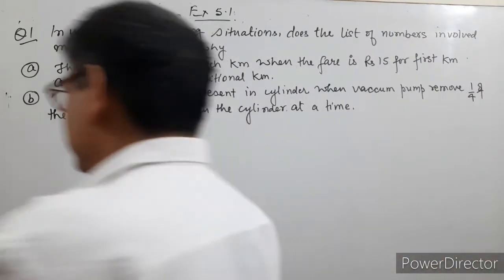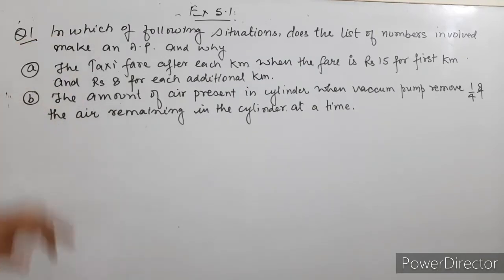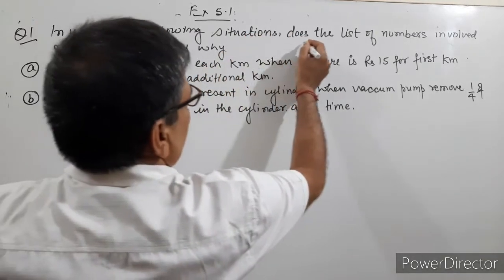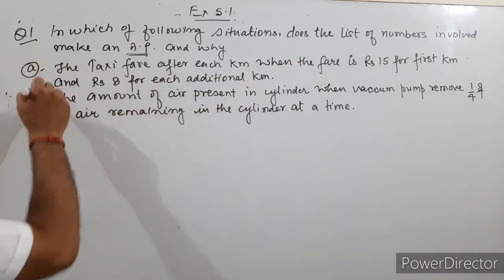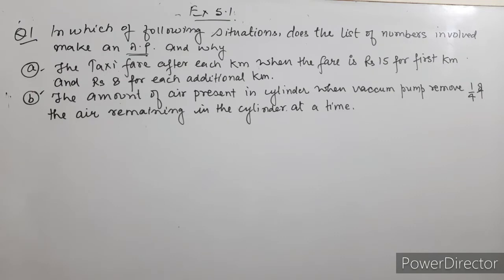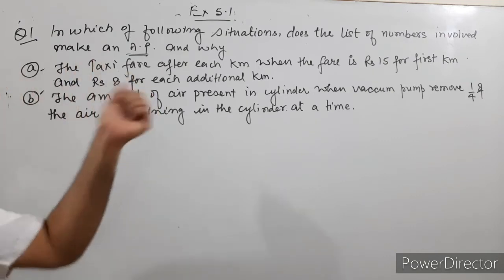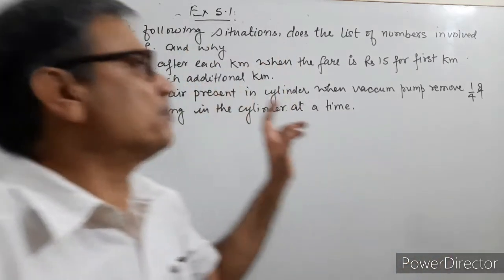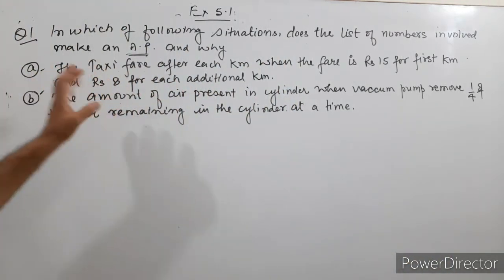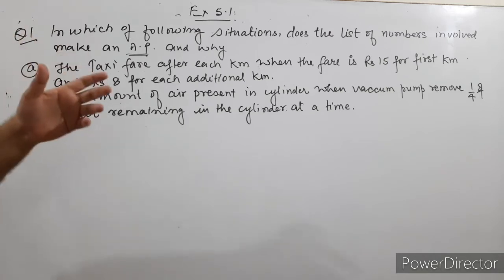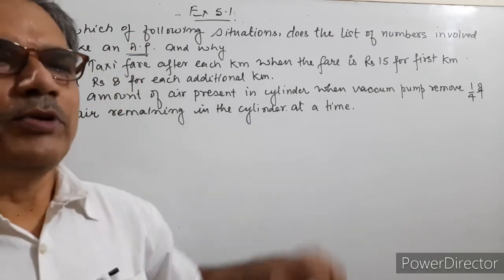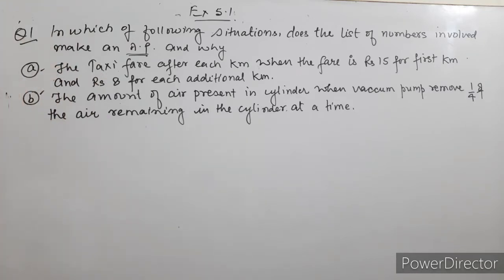Now, in which of the following situations does the list of numbers make an AP? It means four parts are given and you have to check. I have written two parts here. Which of the following numbers make an AP, and if they make an AP, why are they in AP? AP में है और क्यों है.